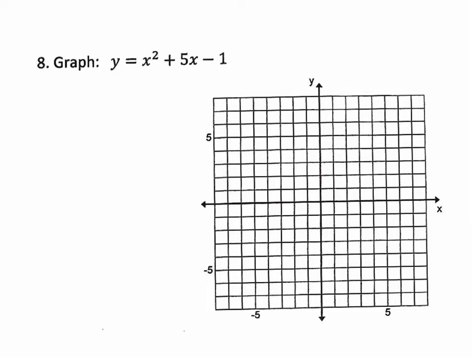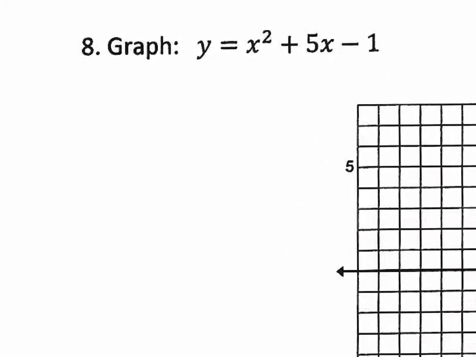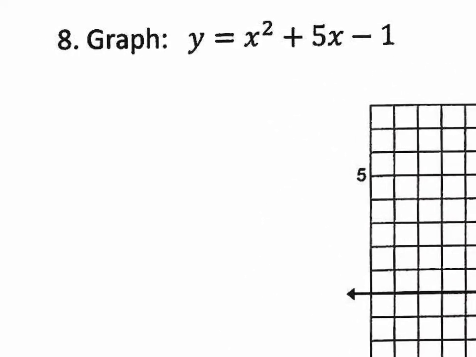So I want to explain number 8 a little slower. It's a graphing parabola problem. It's a quadratic trinomial equation. It's in standard form. So the reason why I want to spend more time on number 8 is because the vertex, when you calculate it, you end up with a fraction.